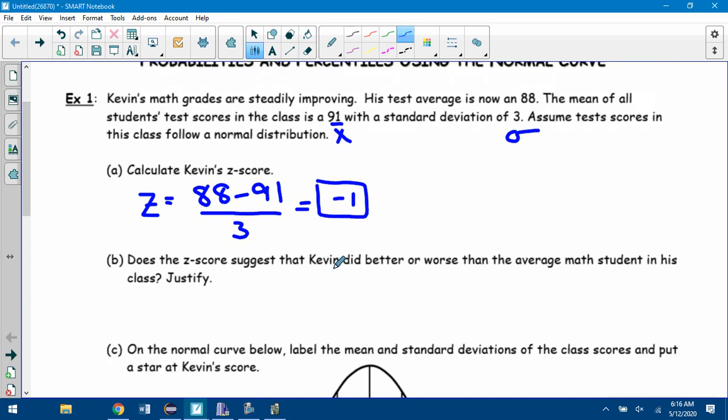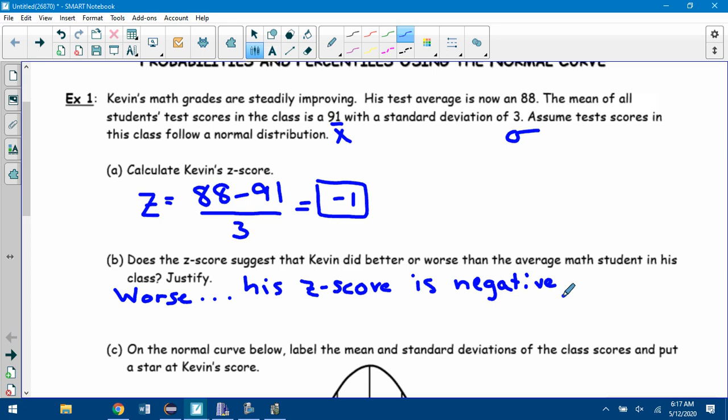Does the z-score suggest that Kevin did better or worse than the average math student in his class? Justify. What do you think? If his z-score is negative, did he do better or worse than the average? It's worse because a negative z-score is to the left of the average. So even though it's improving, he's still a little bit below average, which you could see just by knowing that 88 is below 91. So it's worse. His z-score is negative, which means it is below the mean score.